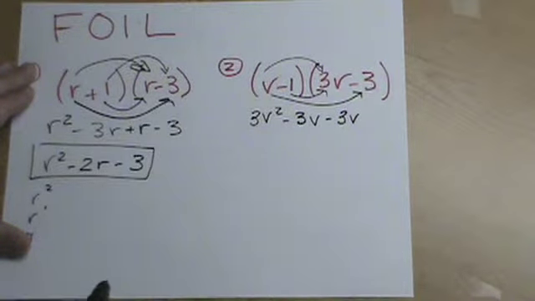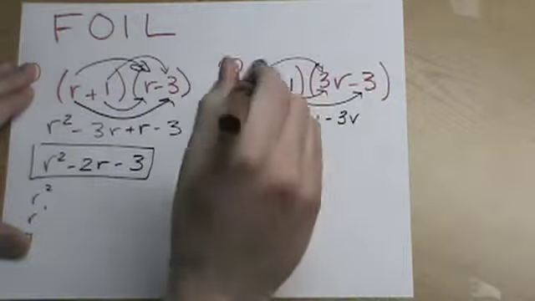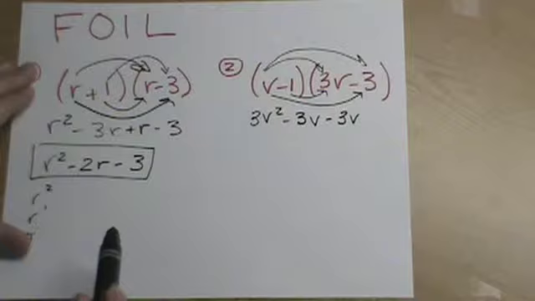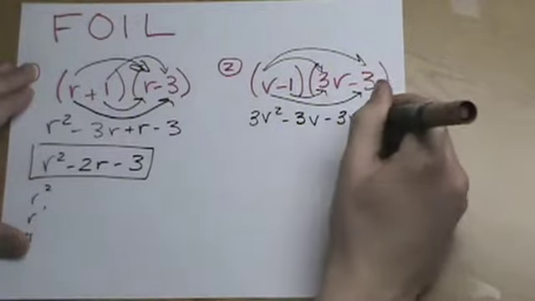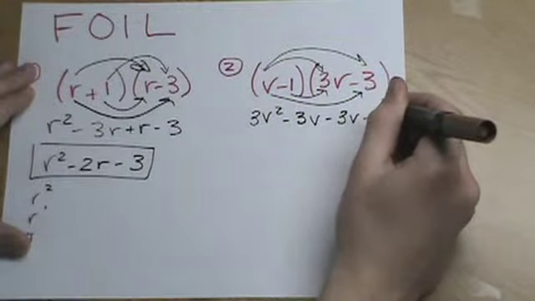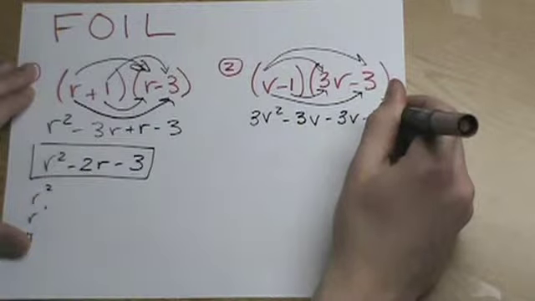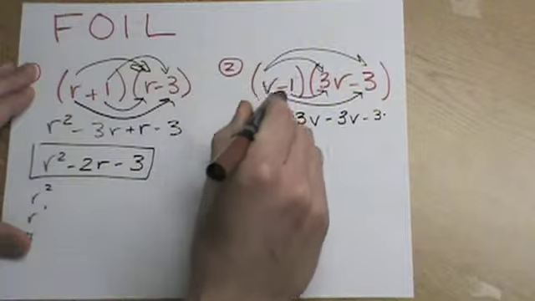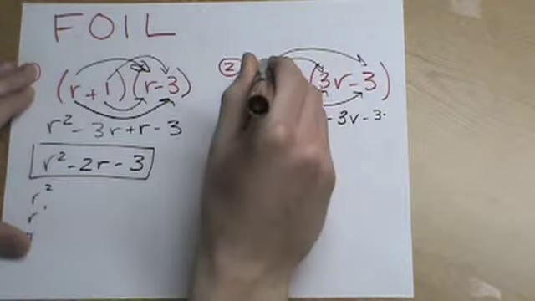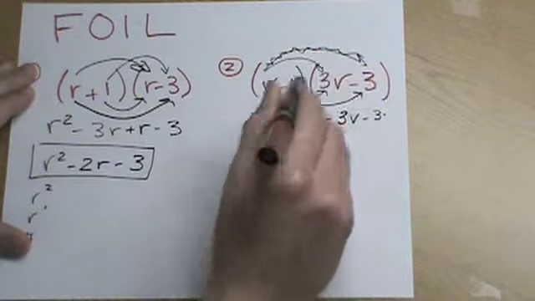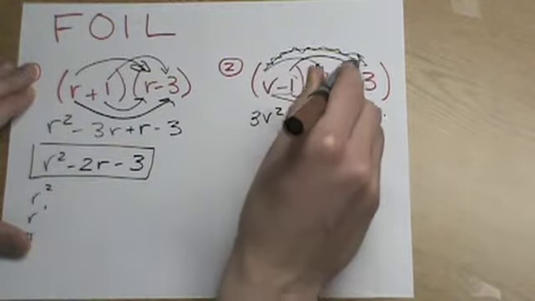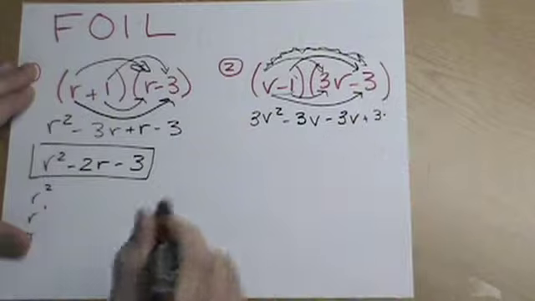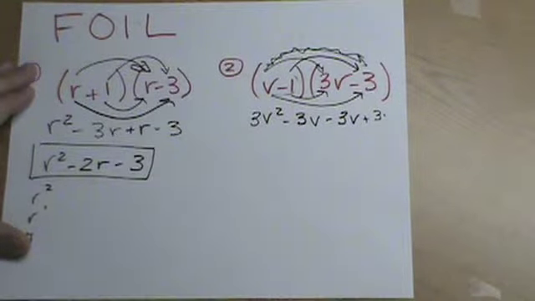Lastly, we do the lasts, so the first times the last. So v times negative 3, negative 3. Oops, excuse me. There's a last and there's a last. So this is my mistake. Don't look at this line. It's negative 1 times negative 3, which equals positive 3. So that was Mr. Neighbor's mistake.